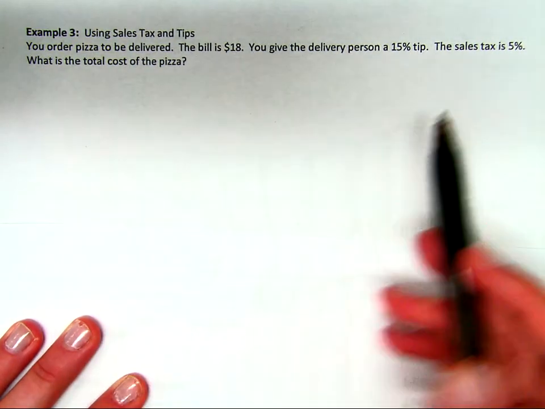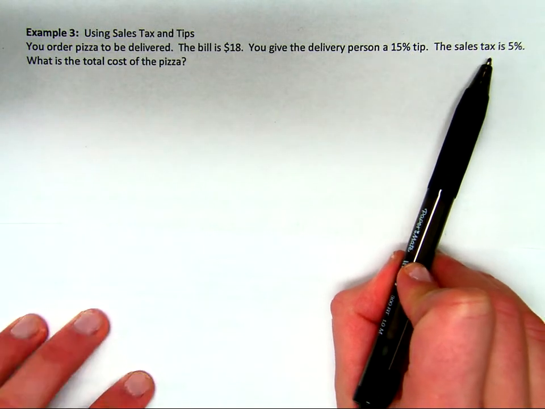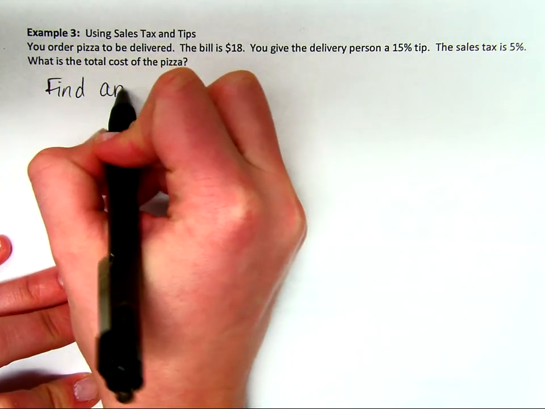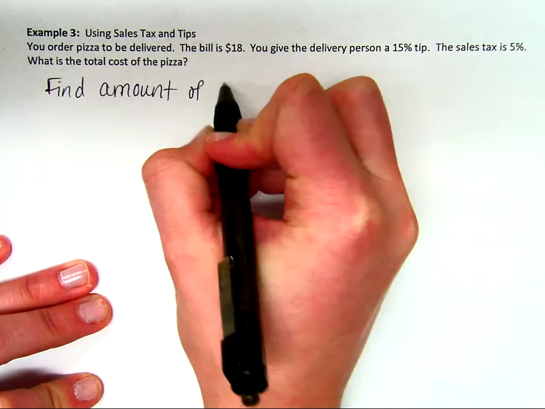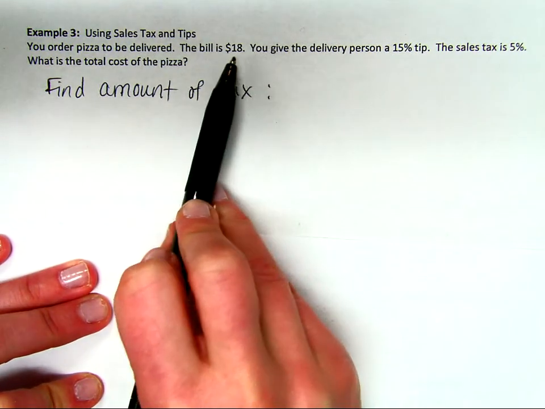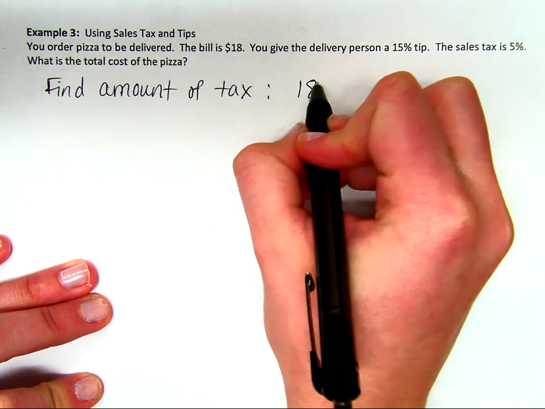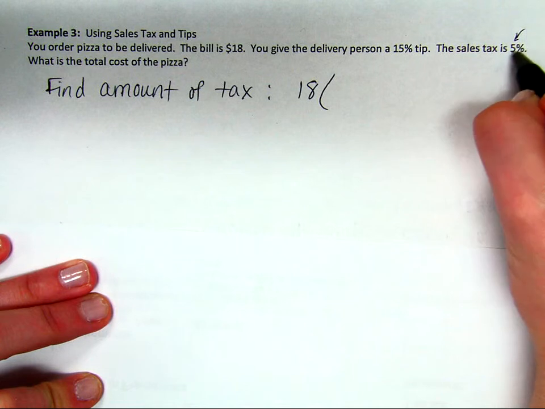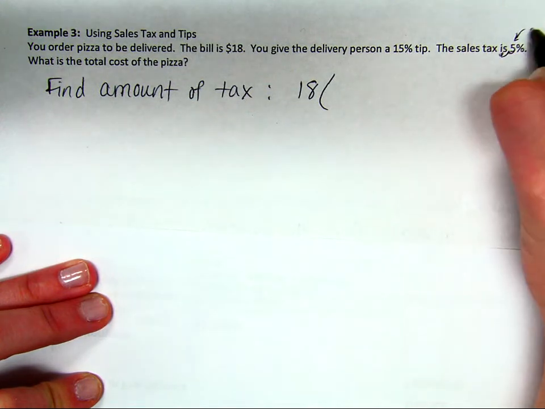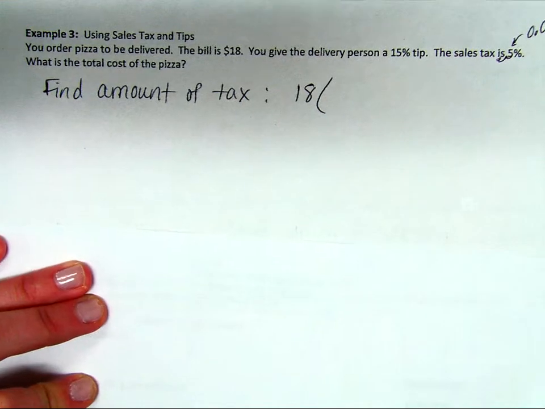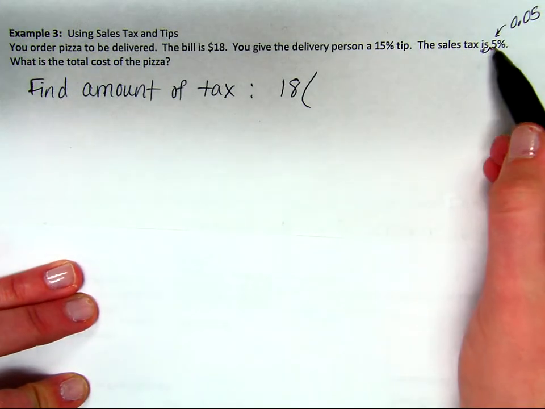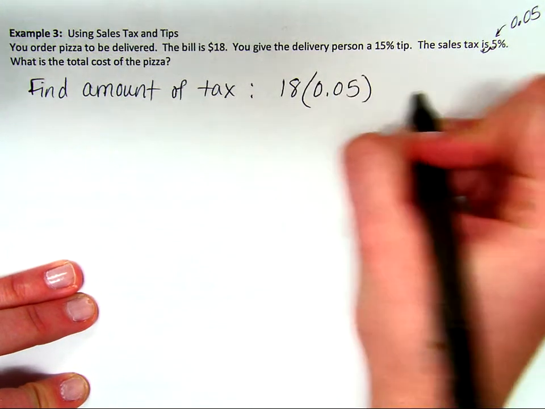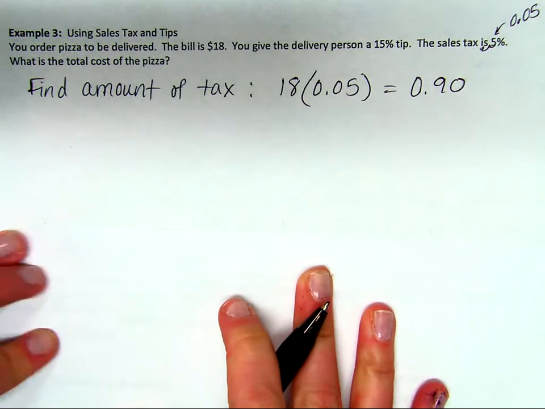Okay, so we need to figure out not only the tip, but also the tax. So let's figure out those amounts. We know the percents, but we need the amount. So we need to first find the amount of, we'll do tax first. So what you do is you take your amount for the bill, which is $18, multiply it by the percentage. Now, 5%, if I change that to a decimal, scooch your point over 2 places, you get 0.05. That is your decimal for 5%. So I'm going to take 18, multiply it by 0.05, and I get 90 cents. So that's the amount of tax.